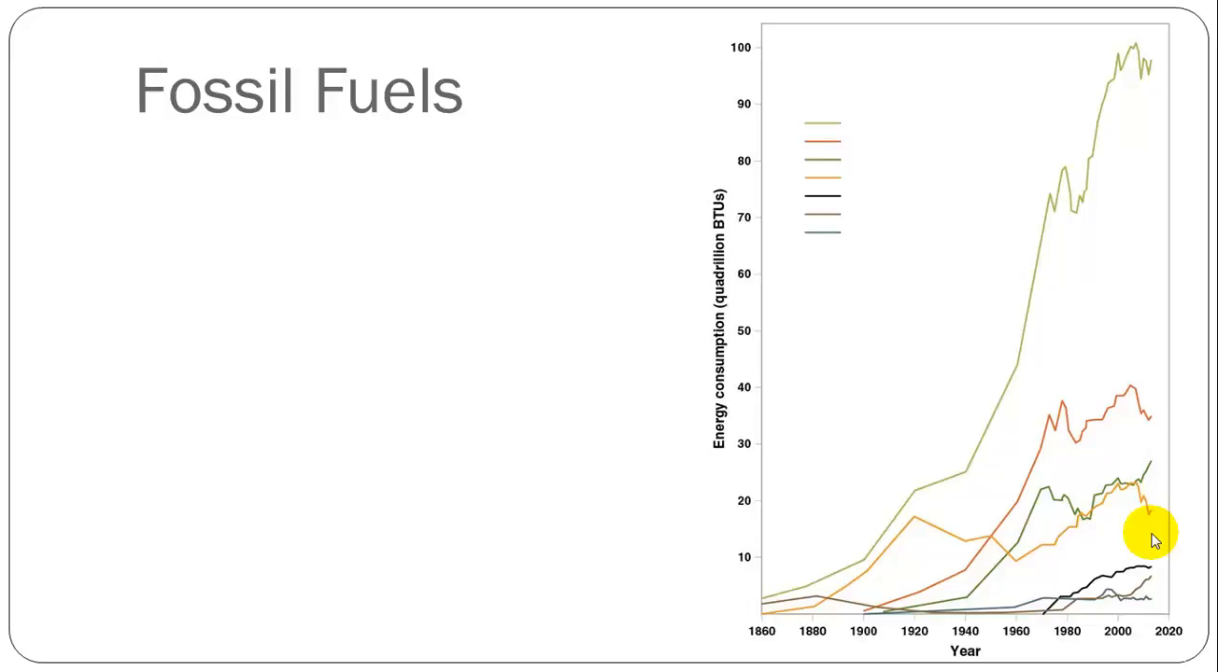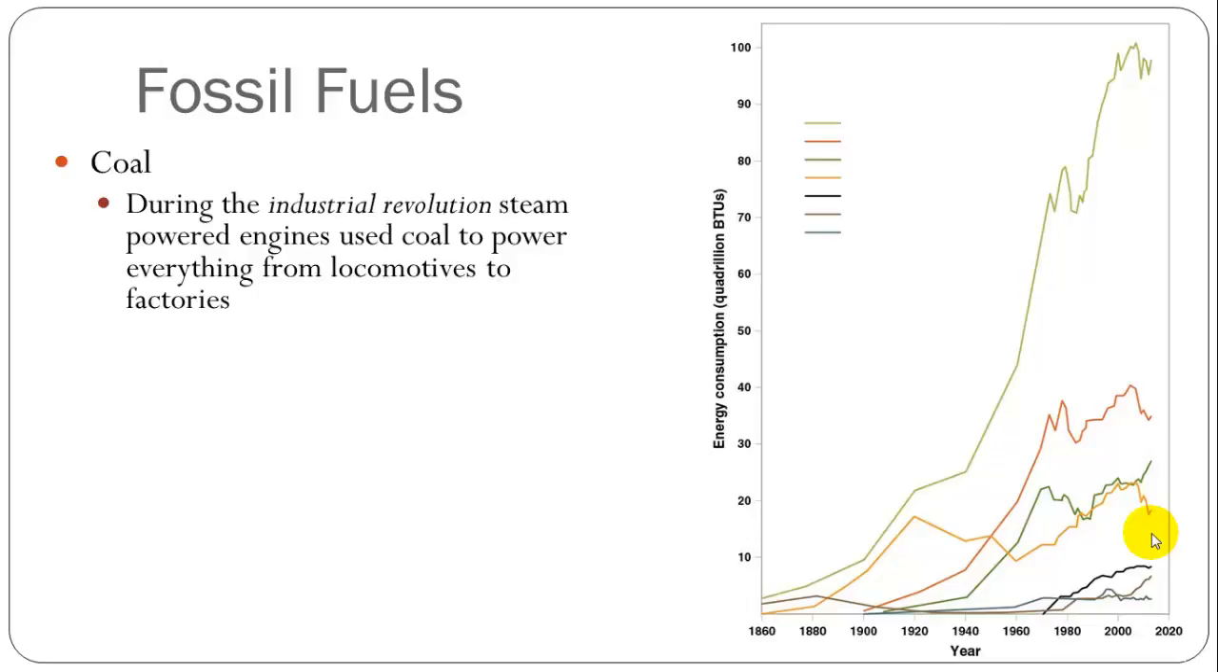The first fossil fuel to really be used wide scale was coal, which during the Industrial Revolution was used to provide energy to heat up water to make steam-powered engines, which powered everything from locomotives to factories.